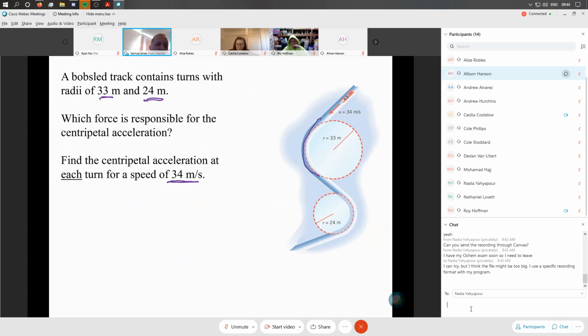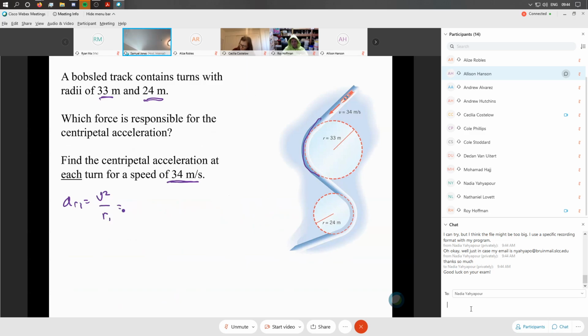How would I find a_r for the first turn? This is actually really easy. I'm going to call it a_r1. You're literally just plugging numbers into an equation, aren't you? It's going to be equal to v squared over r1, where v is equal to 34 meters per second and r1 is 33 meters. That gives me an acceleration of 35 meters per second squared.